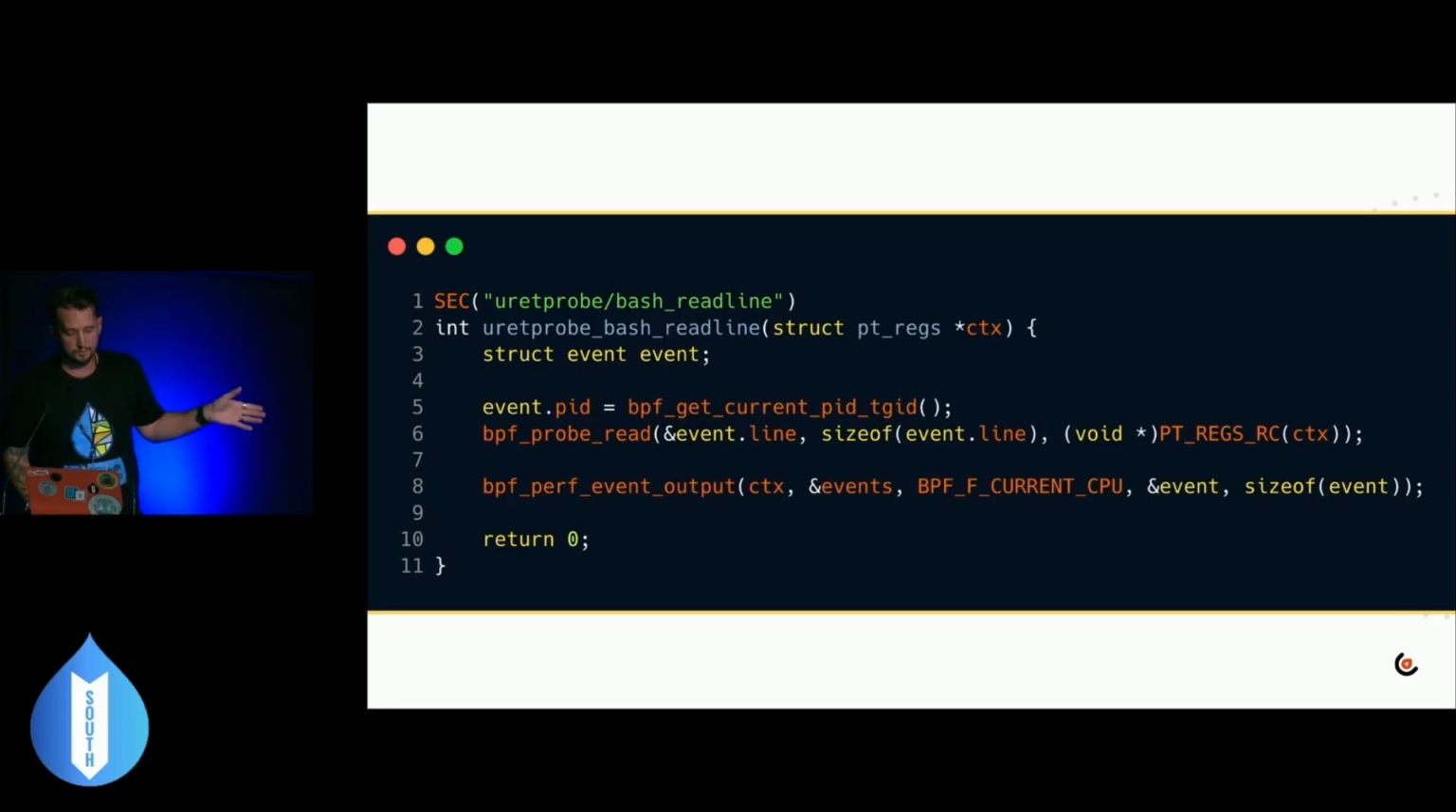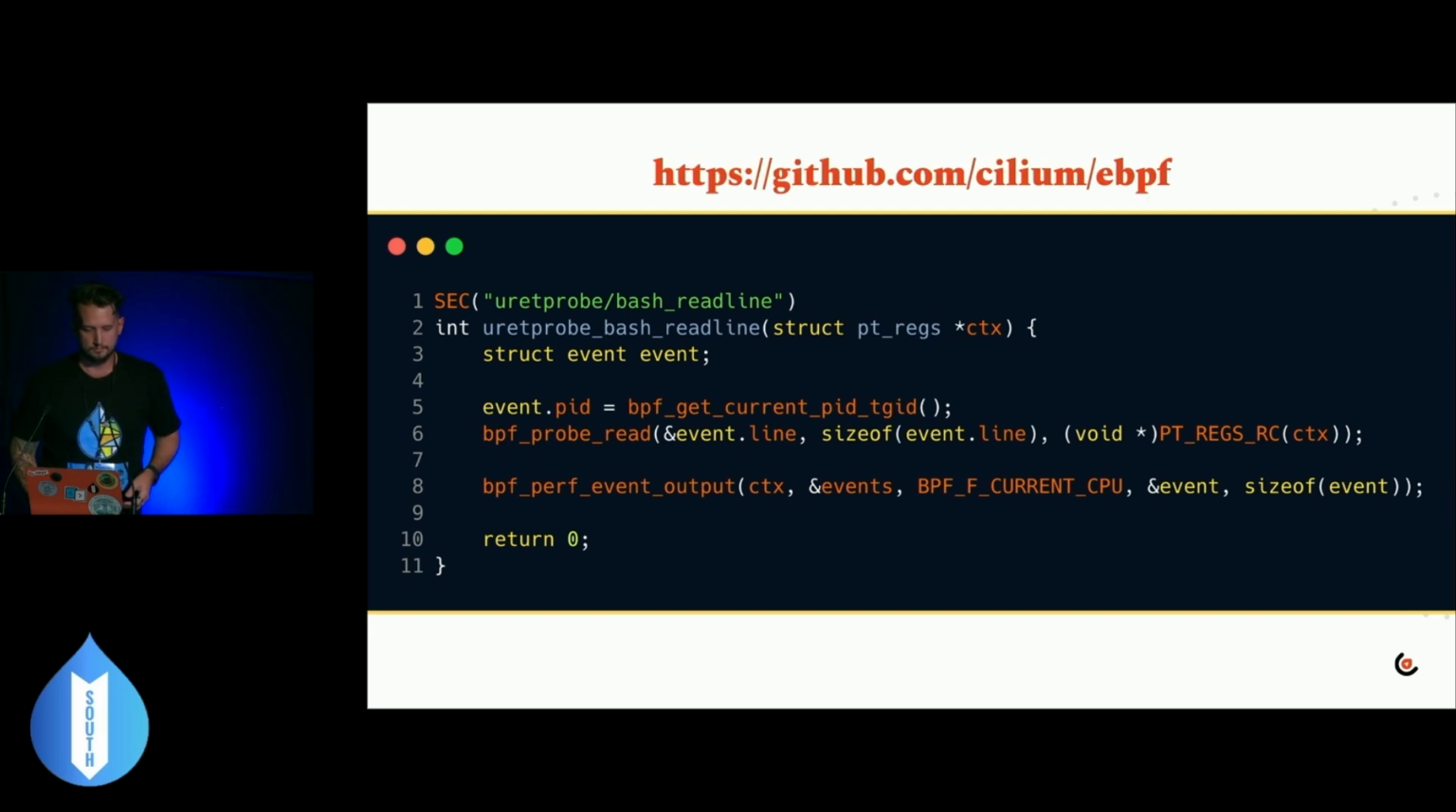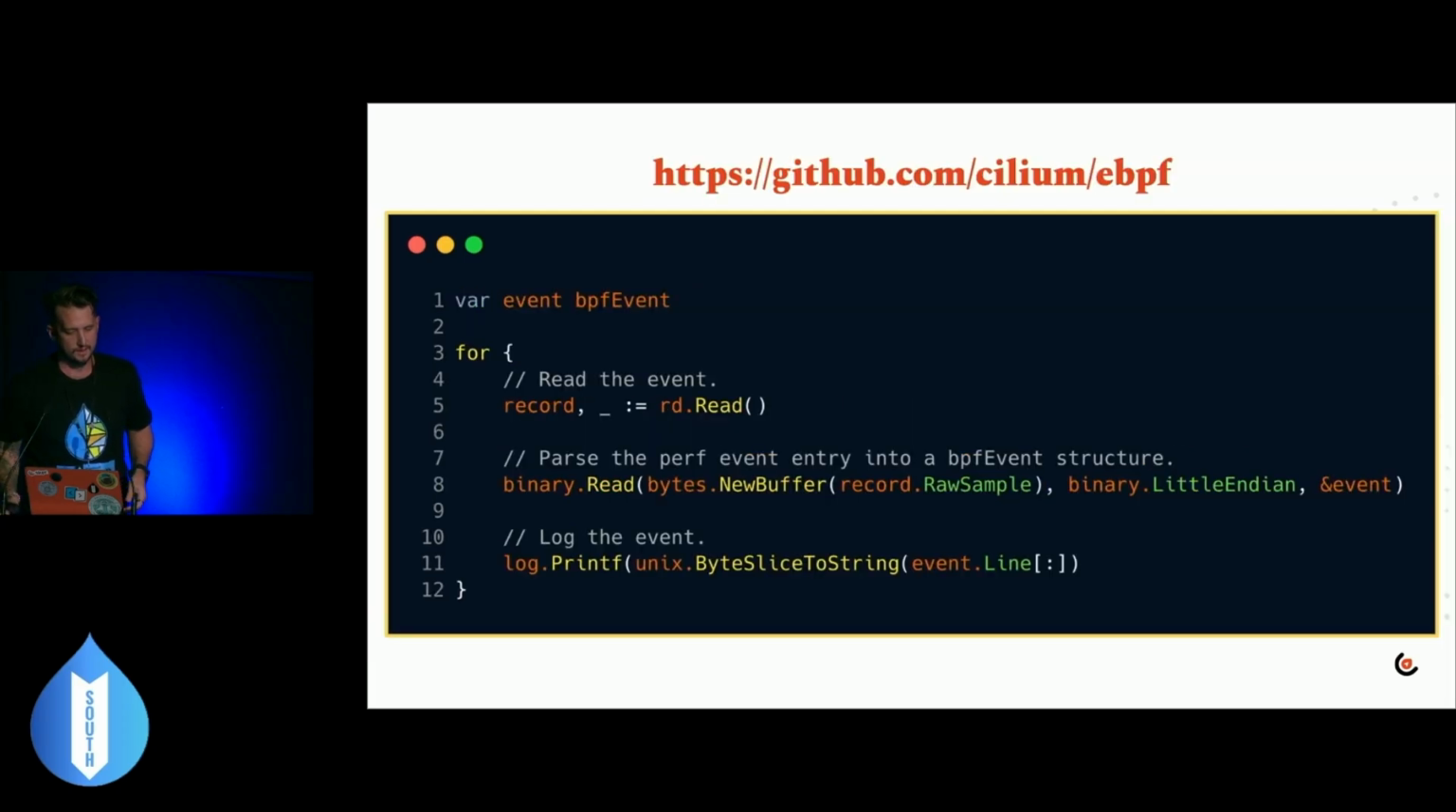This is kind of a simple example. We're going back into eBPF land. I'm writing a program that's going to read every single time I type something into my command line terminal and hit enter. So when bash reads a line, I can then write my Go side of it to consume those events and then print it out.